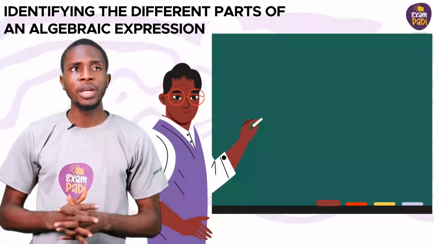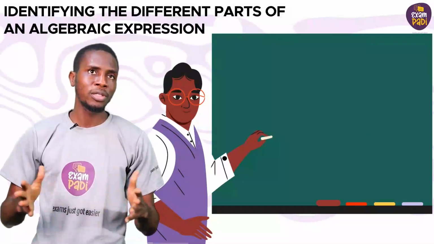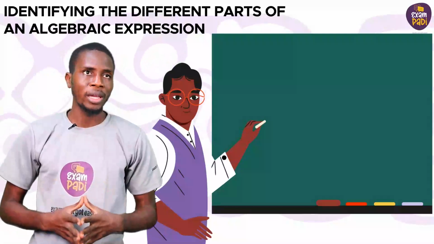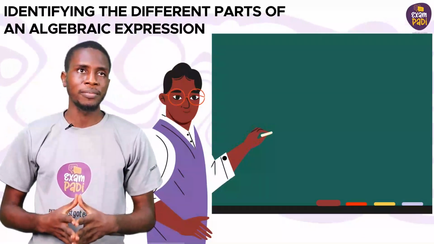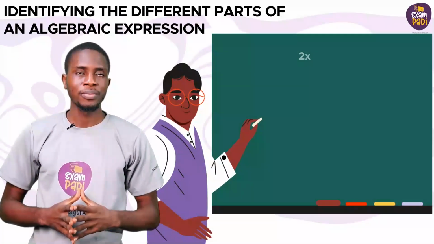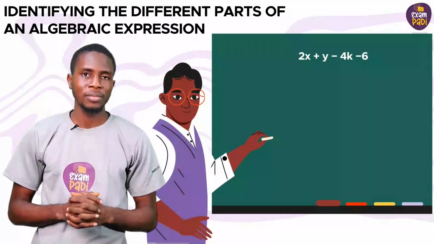For these algebraic expressions, write down the number of terms, the constant term, the coefficient of x, the coefficient of y, and the coefficient of k. Let's take a look at an example. 1. 2x plus y minus 4k minus 6.